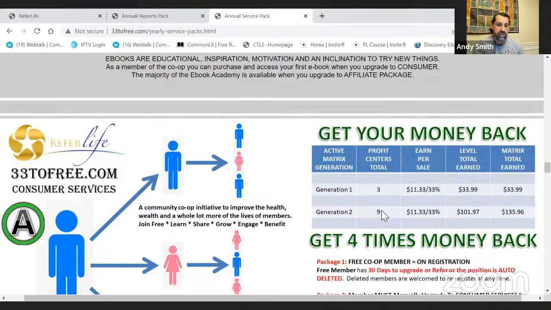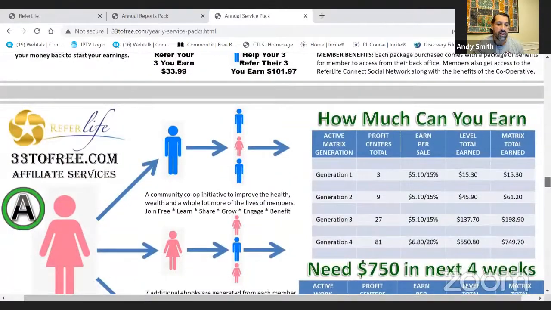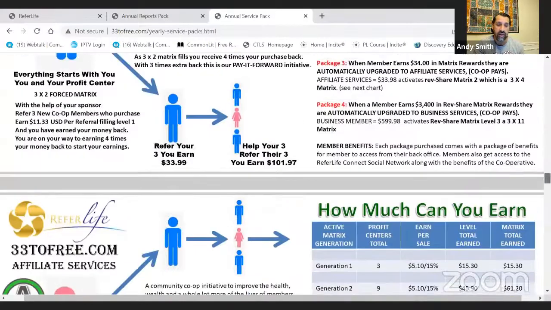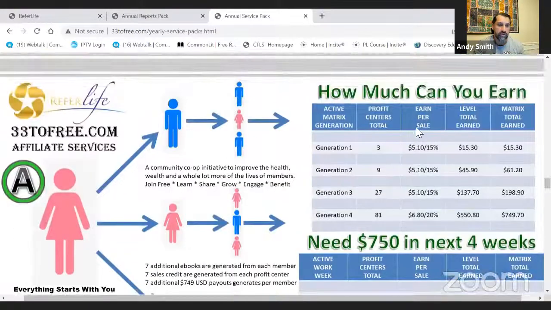When all 9 people of the next level, generation 2, upgrade and you get that 11.33, you make that much. Now the system is going to have enough commissions to automatically upgrade you to the affiliate, and the affiliate does not come out of your account balance, it comes out of the co-op. So now we have 4 generations, and the same 3 people that were in the 3 by 11 are now in this one. When they upgrade, at $33.98 plus the fees, on the first generation you make 5.10, second generation 5.10, third generation 5.10, fourth generation 6.80.